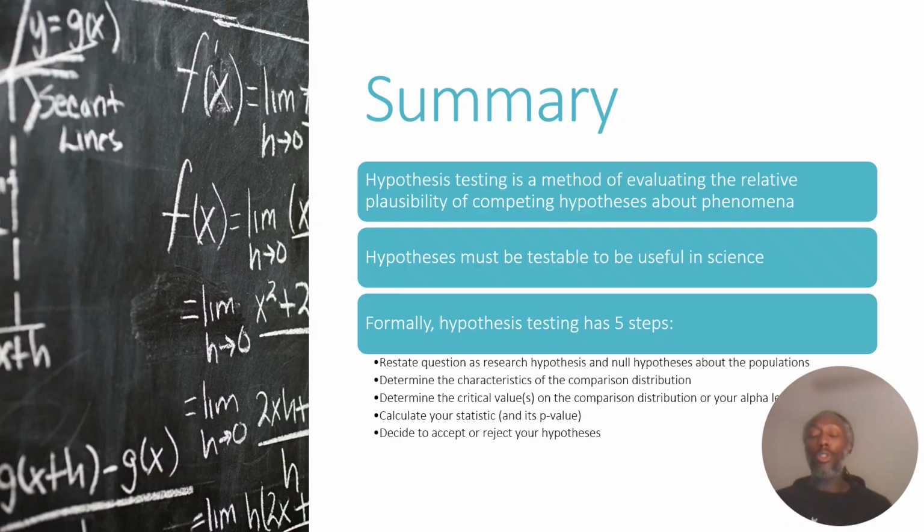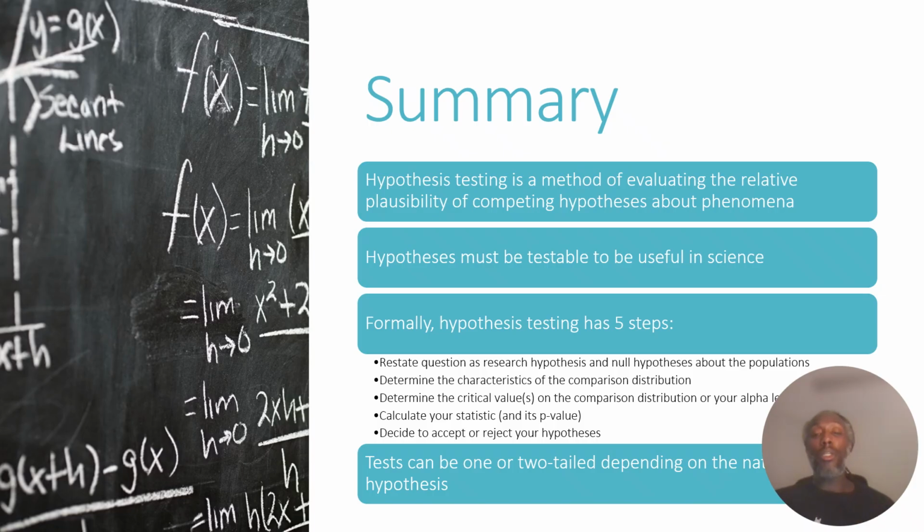Restate the question as a research hypothesis and a null hypothesis about the population, determine the characteristics of the comparison distribution, and then determine the critical values or appropriate alpha level for that comparison distribution. And then we calculate our statistic and we make a comparison to those critical values or alpha levels. And based on that comparison, we finally decide to accept or reject the null hypothesis or the research hypothesis as being more plausible than the alternative.